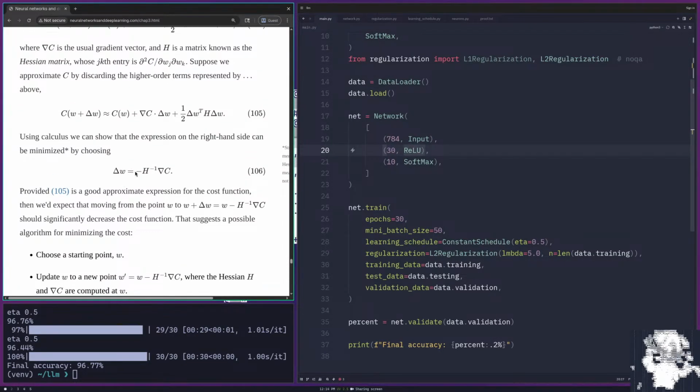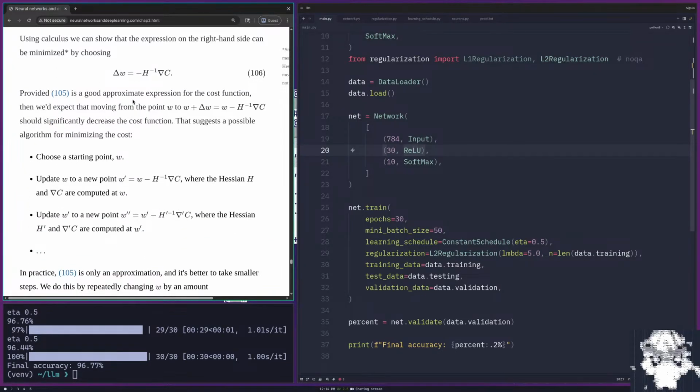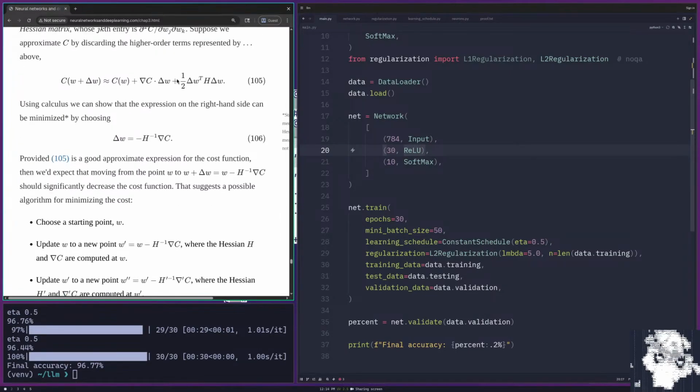So delta w equals negative the inverse of the Hessian times the gradient vector. Provided 105 is a good approximate expression for the cost function, then we'd expect that moving from the point w to w plus delta w, which equals w minus inverse Hessian times gradient vector, should significantly decrease the cost function.